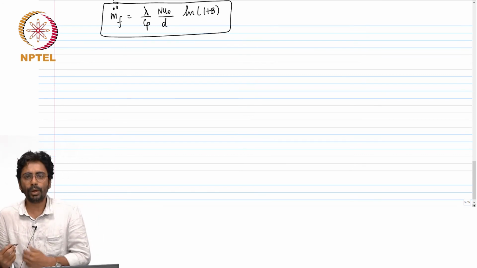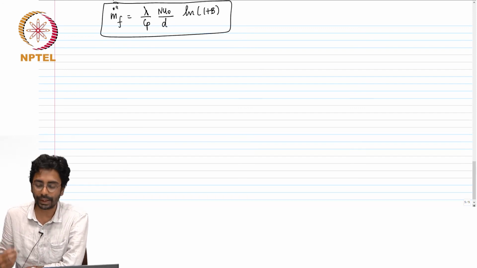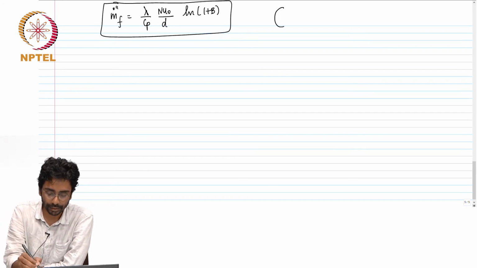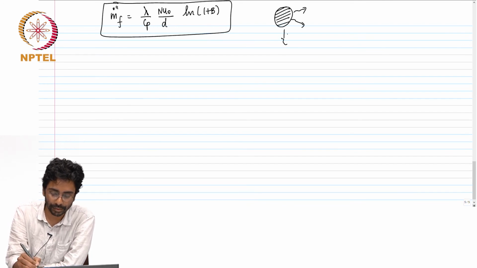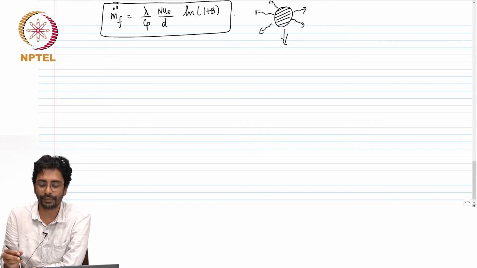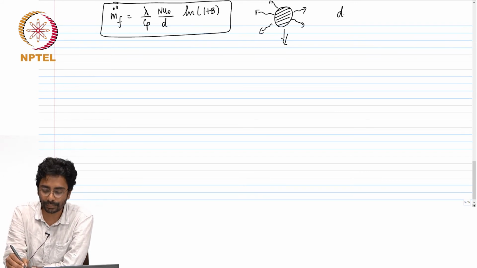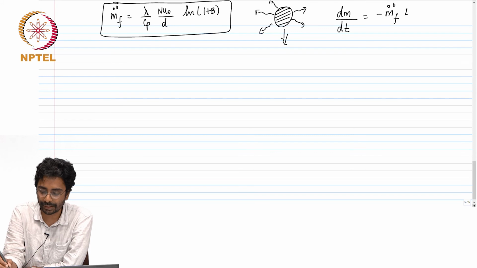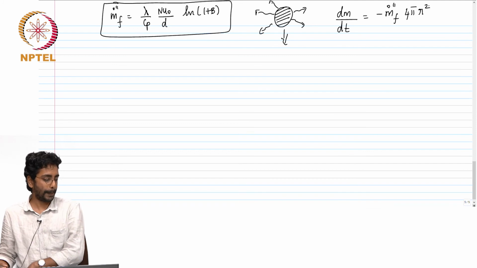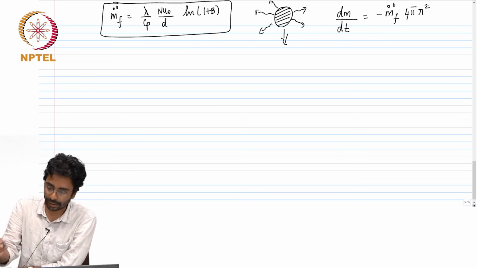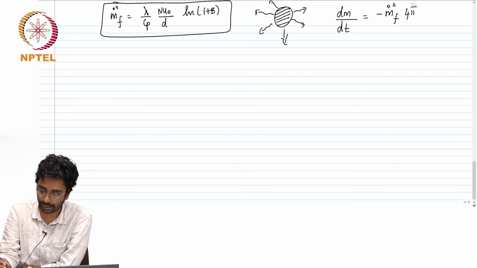Now how do we prove that D0 square goes as time? Very simple. You have a droplet which is vaporizing, giving off vapors. We know at what rate it is giving off vapors, which is m dot double dash F. So because it is vaporizing, its mass will decrease with time, and at what rate? Exactly the vaporization rate multiplied by the surface area, 4 pi r squared. I think it will be easier to work with diameter, so I will not use r square, I will use just pi d squared.